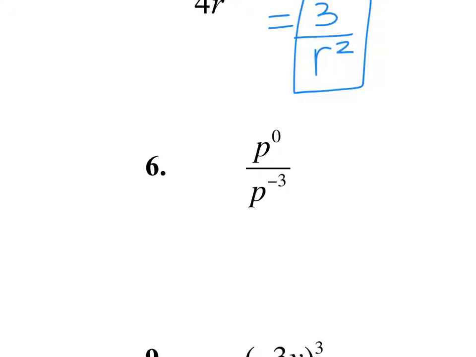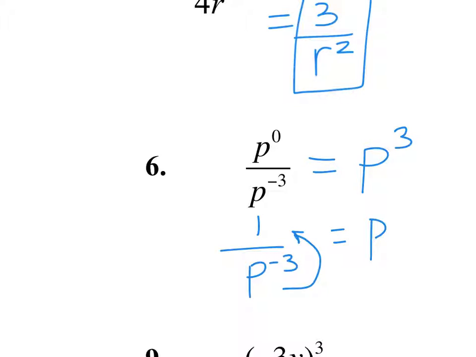There's 2 ways to do this problem. Number 1, you could just straight up use your subtraction property. And then you're done. Because what's 0 minus negative 3? It's positive 3. Or you can think of this as p to the 0 is 1. But p to the negative 3 has a negative exponent. It's unhappy, so it's going to move upstairs and become p cubed. So you get the same answer doing it 2 different ways. That's why math is so great, right? No. Okay.